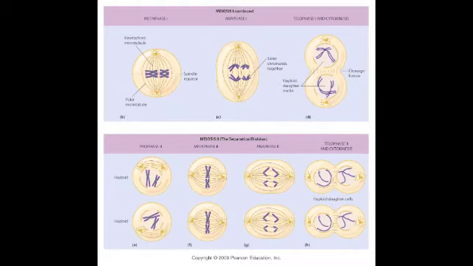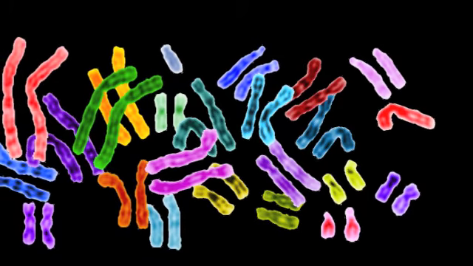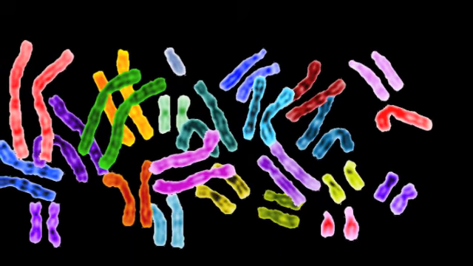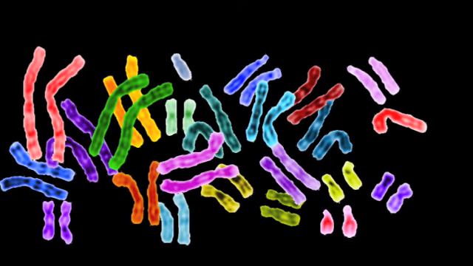Meiosis consists of interphase and two cell divisions, meiosis 1 and 2. In meiosis 1, homologous chromosomes separate, resulting in two haploid cells with replicated chromosomes, while in meiosis 2, sister chromatids separate, resulting in four haploid cells with unreplicated chromosomes. Let me show you how meiosis works.